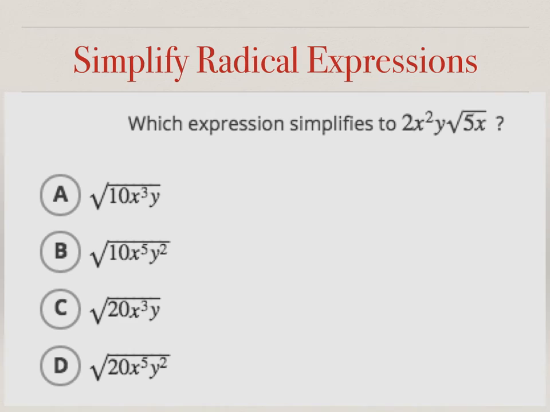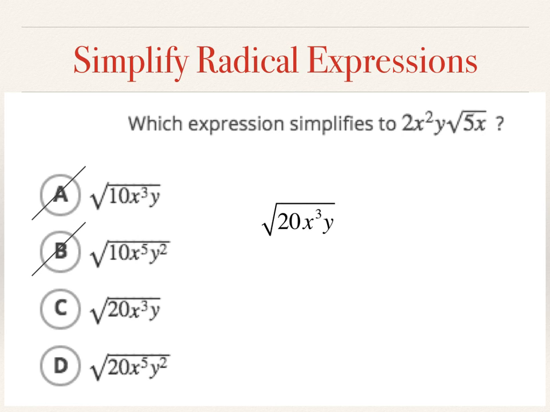A couple more examples. Which expression simplifies to this that's given? It cannot be A, because 10 is not a perfect square. Neither does it have a factor which is a perfect square, so it cannot be simplified. For that reason, it can't be B.